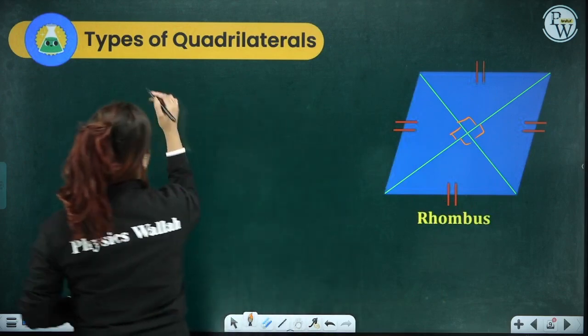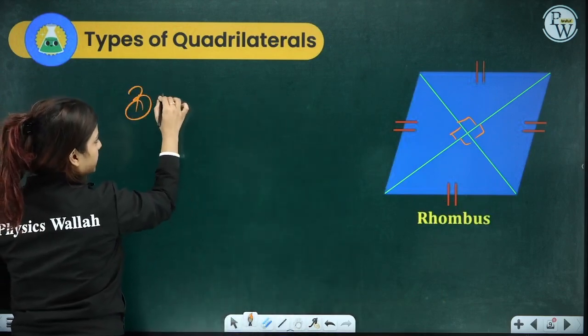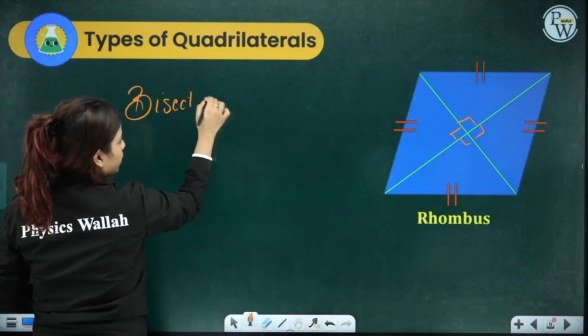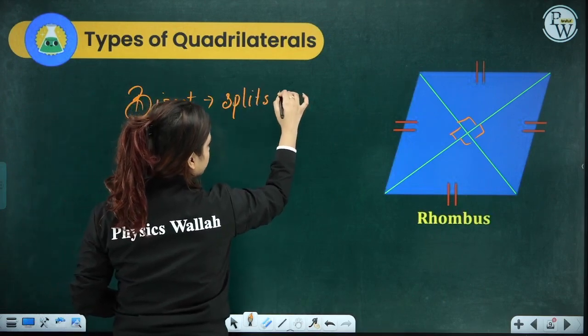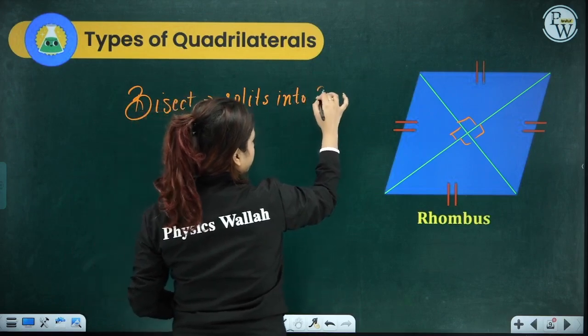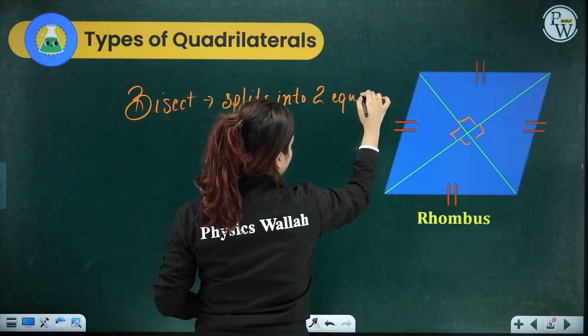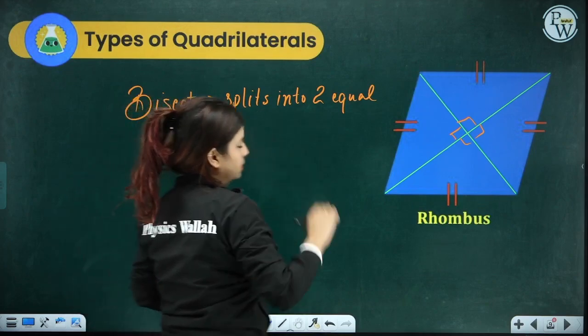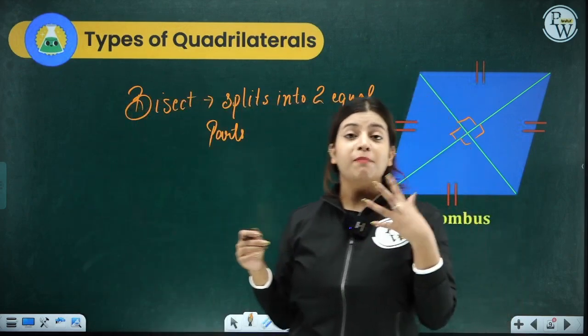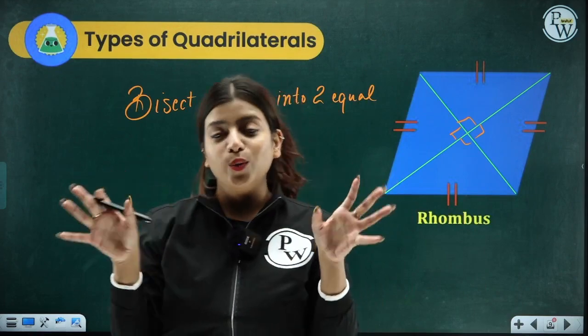Now, what is the meaning of this word bisect, right? This word means splits into two equal parts. So this is the definition of bisect, that is, splitting it into two equal parts.